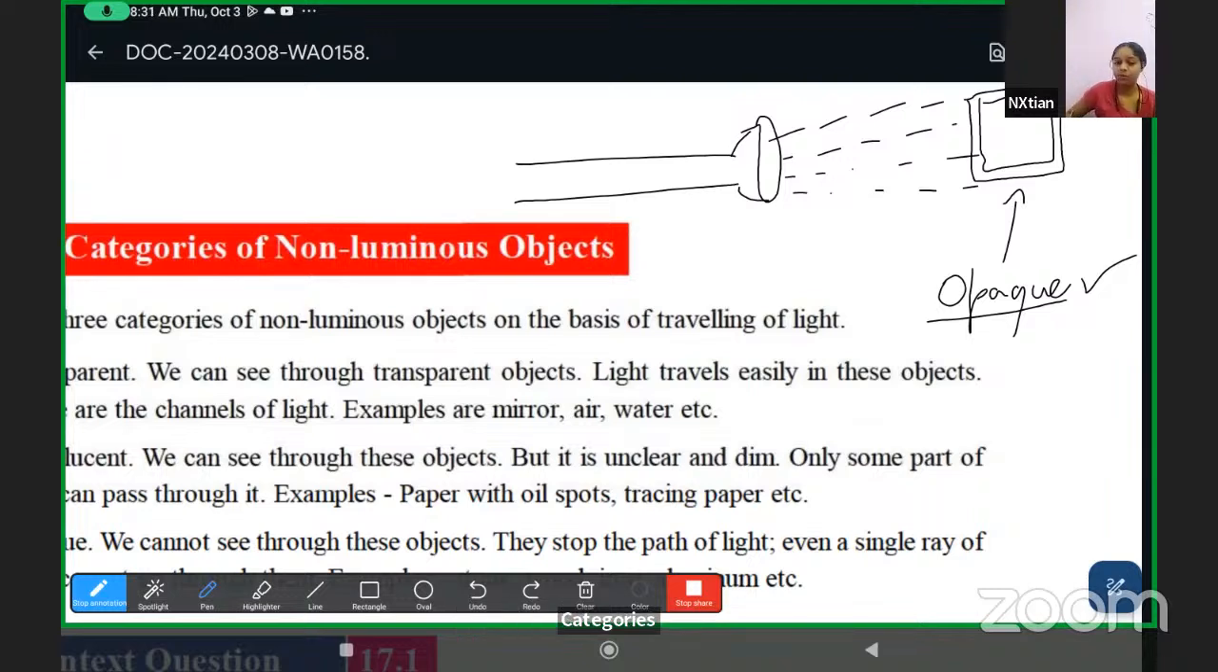I didn't hear the last part, before translucent and opaque. Before translucent and opaque, the first part, that is transparent. No, before that also. Before that, I was just giving a recap of what we studied yesterday. Right? Okay. That was it.